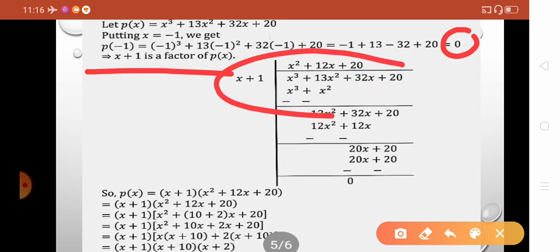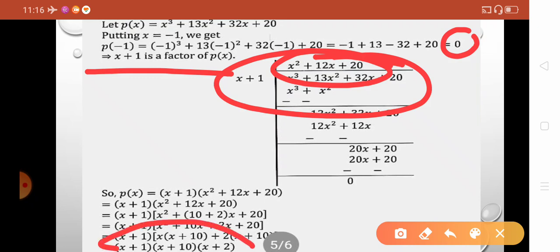Then we will divide the given polynomial by x plus 1 and we will get x square plus 12x plus 20. Then we will use the splitting the middle term method for this quotient. For x square plus 12x plus 20, the sum must be equal to 12 and the multiplication must be equal to 20. So 10 and 2 are the two factors. 10 plus 2 is equal to 12, 10 into 2 is equal to 20. So x plus 10 and x plus 2 will give the answer.